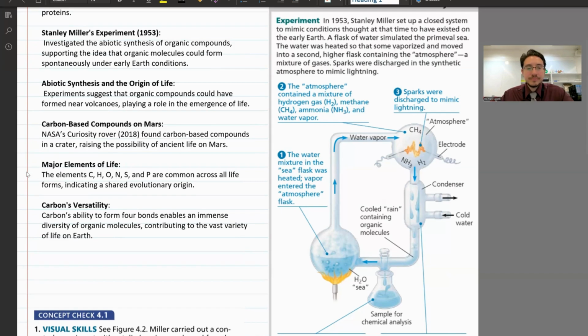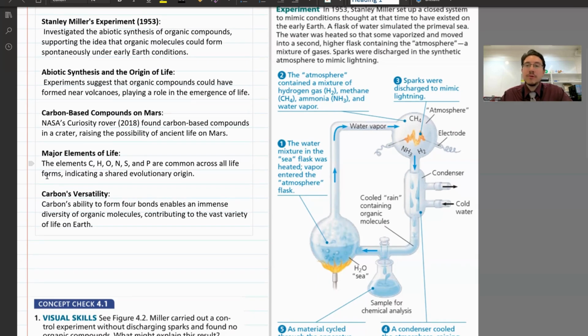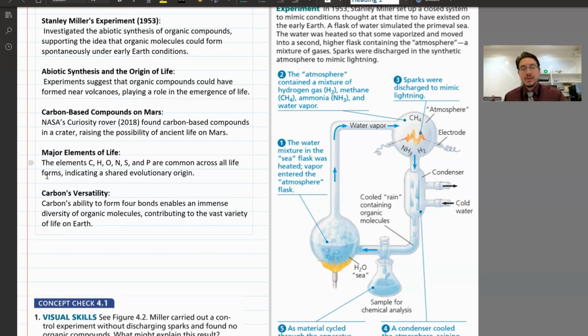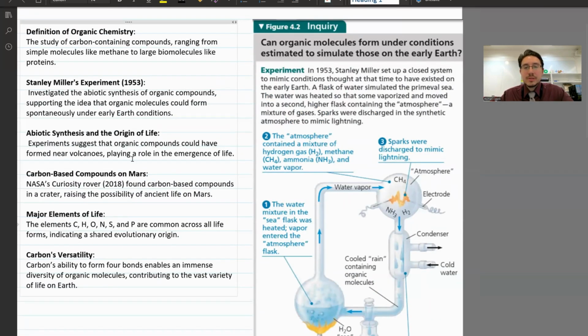Okay. So to have these organic molecules in general, you have these elements: carbon, hydrogen, oxygen, nitrogen, sulfur, and phosphorus, common in many life forms in biology. And that also gives a sense of evolution. We share that similar idea of molecular structure that we are all composed of. All with the idea that carbon is so versatile. It's able to form four bonds. So you can have a lot of diversity of organic molecules. And if you have a lot of diversity in organic molecules, then you ultimately have a lot of variety in life.